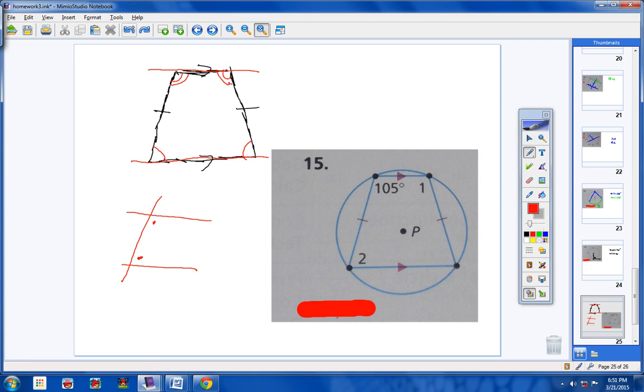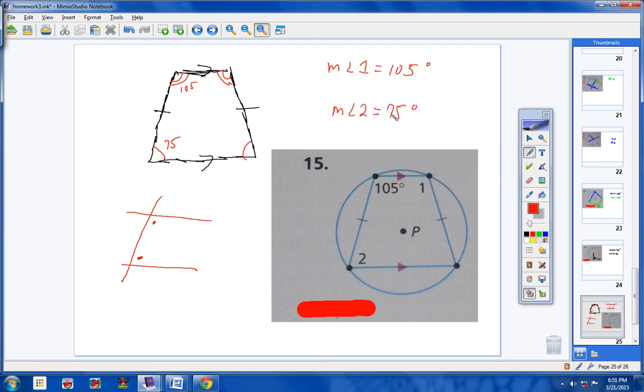So angle 2, well, first of all, angle 1 is easy. I just told you these top two angles are congruent. So if this angle right here is 105, then this angle over here has to be 105. So the measure of angle 1 equals 105 degrees. Now we know these two angles here are supplementary, so this angle right here has to be 75, because 105 plus 75 is 180. So the measure of angle 2 is 75 degrees.